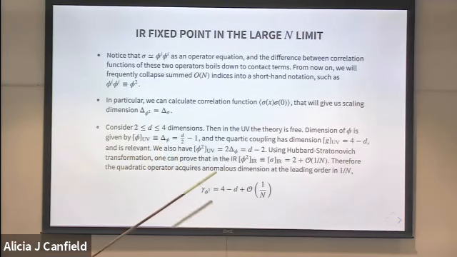Now, if you turn on the phi squared interaction, you flow to an interacting fixed point in the IR. You can calculate the dimension of phi squared in the IR. That's the same as the dimension of sigma, and it's actually 2 up to 1 over n corrections. So you see that the phi squared operator acquires an anomalous dimension at leading order in the 1 over n expansion.